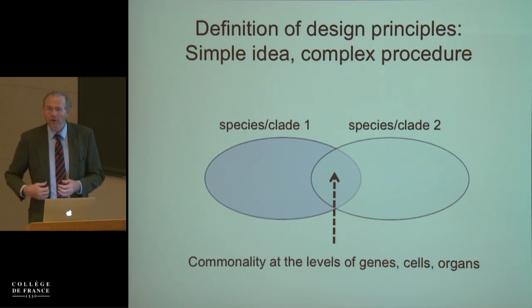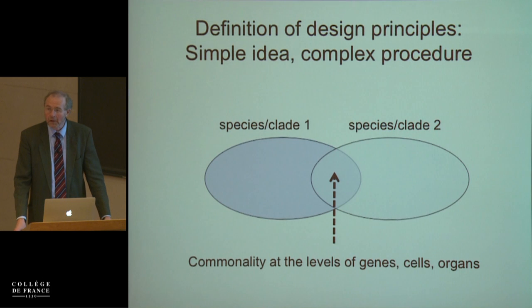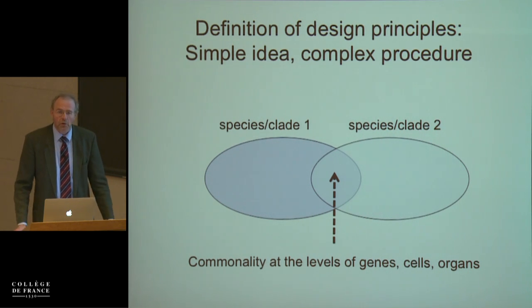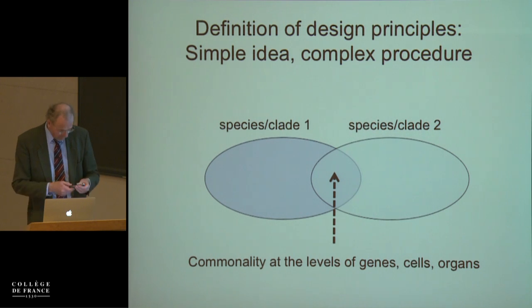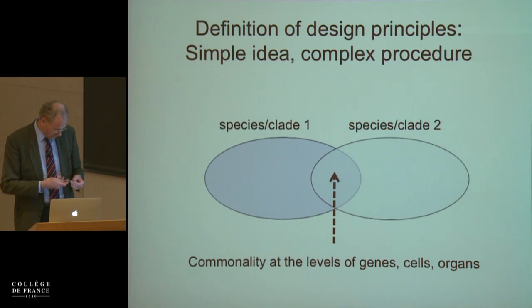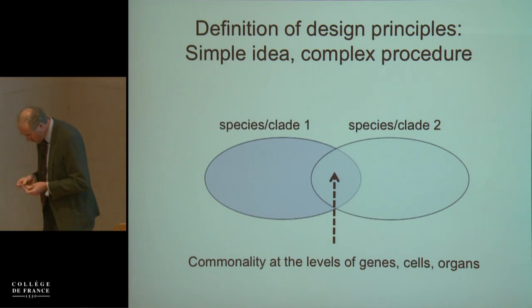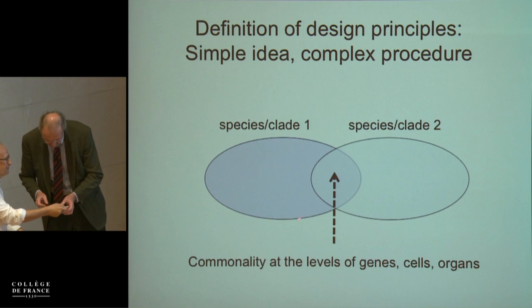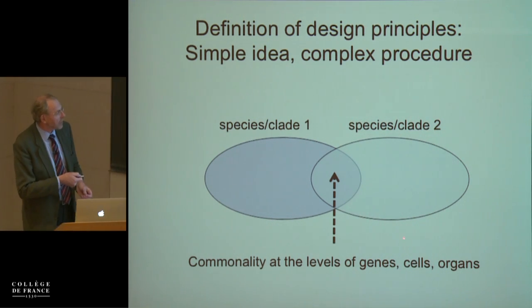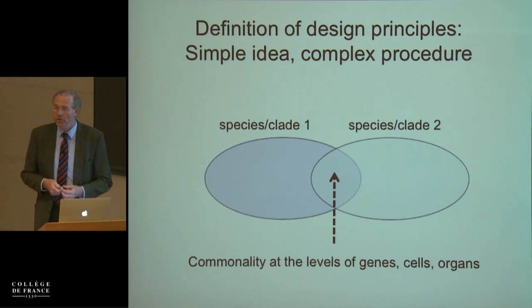So how can one derive general principles? Of course, this is a very simple concept, a very simple idea. You simply compare two species, two clades, or two groups of animals, and look at what they have in common. So that commonality can be at the level of genes, it can be at the level of cells, it can be at the level of organs.